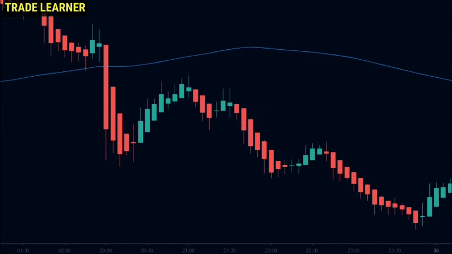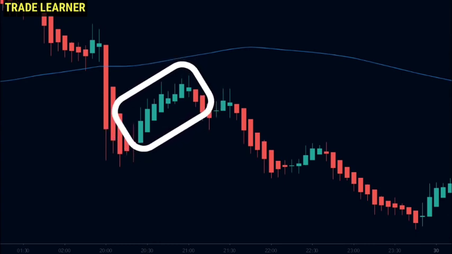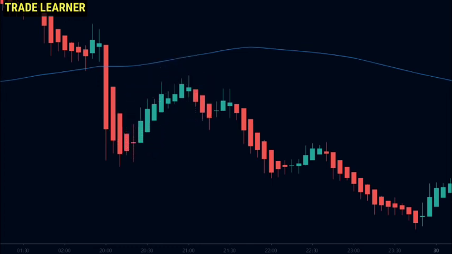First, we need to wait for a pullback. The pullback occurs here. Because of the Heiken Ashi charts, we can clearly see this pullback as a set of green candles appear. Now we wait for two red candles without any upper wicks. Here are the candles that we want to see.